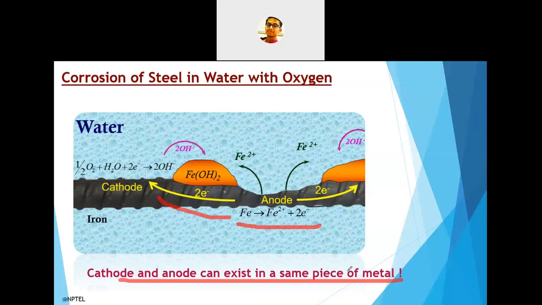Now we are going to see in detail what we have seen in the last slide. I have explained all those things very briefly. Now we are going to see how this can happen in the same piece of metal. Generally in an electrolytic cell, or in any type of electrolytic reaction, we have seen that the anode and cathode are separate. But in the case of corrosion, the anode and cathode may exist in the same piece of metal. How it happens, let's see.